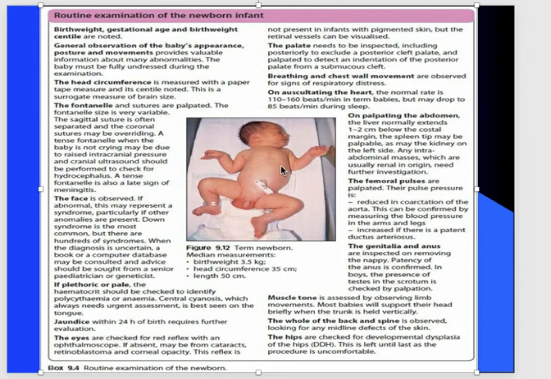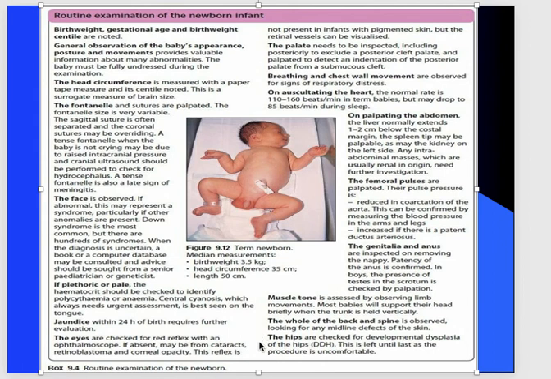So, we are still on the face. Look for any features of Down syndrome, like low-set ears, flat occiput, and all this stuff. That is generally on the face. Check for any paleness. Check especially the tongue for cyanosis, which is evident on the tip of the tongue or the lobes of the ear.